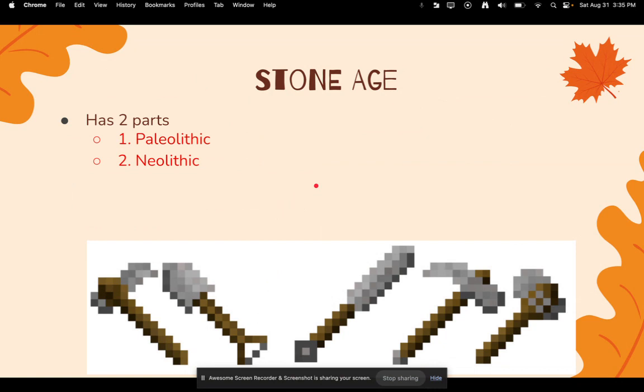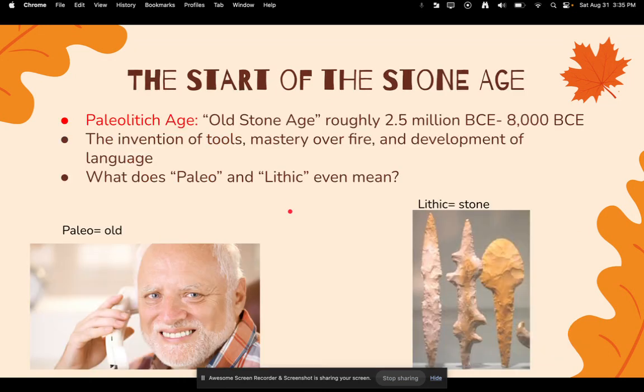So let's talk about the Stone Age. Now, when we talk about the Stone Age, it's actually broken down into two smaller Stone Ages. There's the first part, which is the Paleolithic Stone Age, and the second part would be the Neolithic Stone Age. So, the Paleolithic Age, also called the Old Stone Age, was roughly between 2.5 million BCE to 80,000 BCE. And this was the invention of tools, mastery over fire, and the development of language. So, paleo and lithic, what do they even mean? Paleo means old, and lithic means stone. So, literally, old stone.